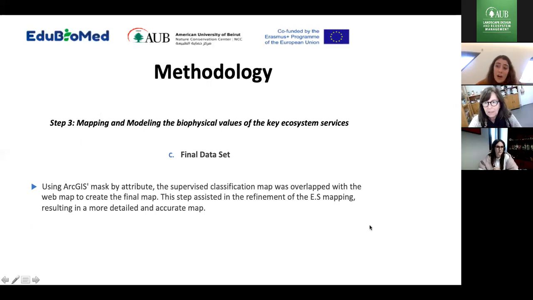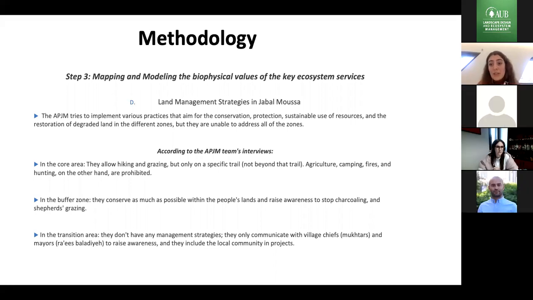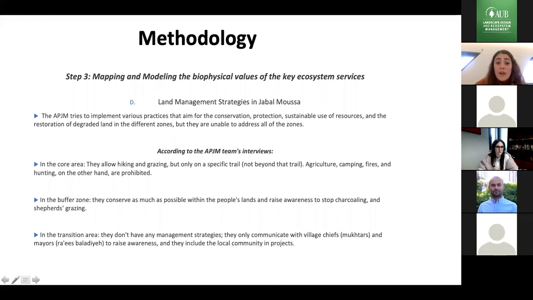Now that I did the ArcGIS and the fieldwork, it was time to overlay both maps to get the final map which included everything: what I saw on the computer and what the stakeholders told me during fieldwork. But this wasn't enough. It's great that I was able to map the ecosystem services. However, I needed to know more, and I needed to see the different land management strategies that the managers use there. So I was able to interview a lot of the team. And from the interviews, they try to implement various practices that aim for the conservation, protection, and sustainable use of resources.